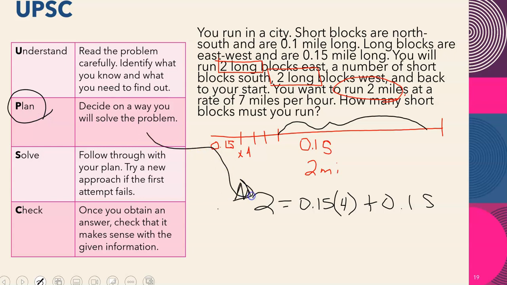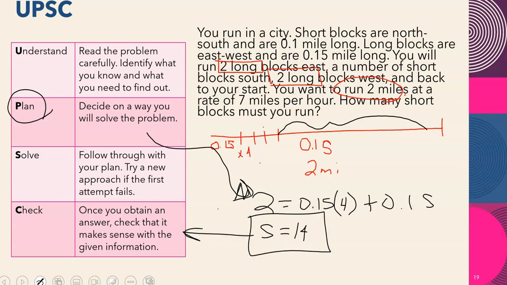We have an equation. Now we follow through with this equation to figure out how many short blocks we have to run to get to 2 miles. So after solving this, we find S is equal to 14. Last thing we need to do is check.